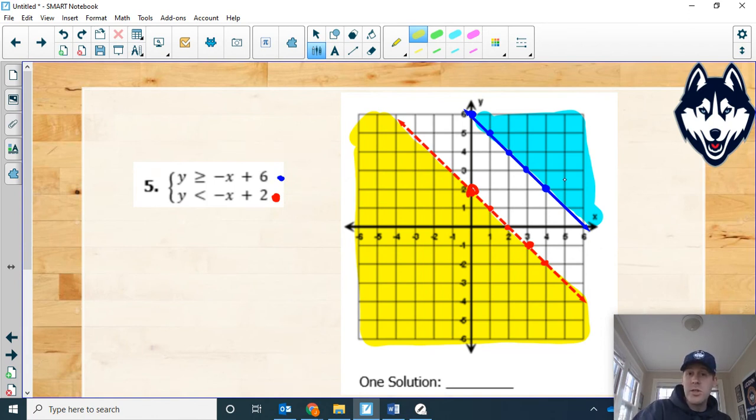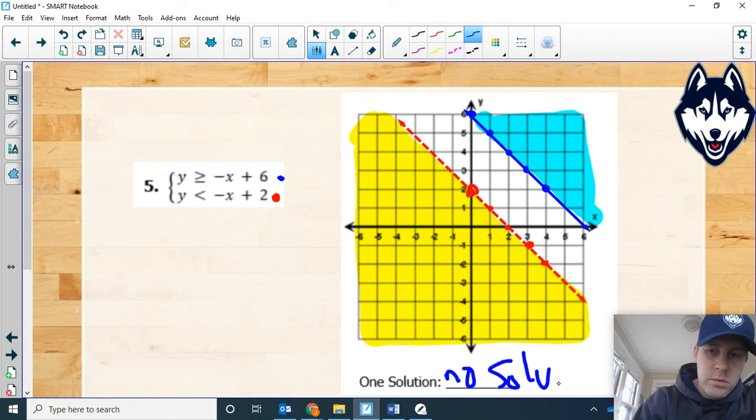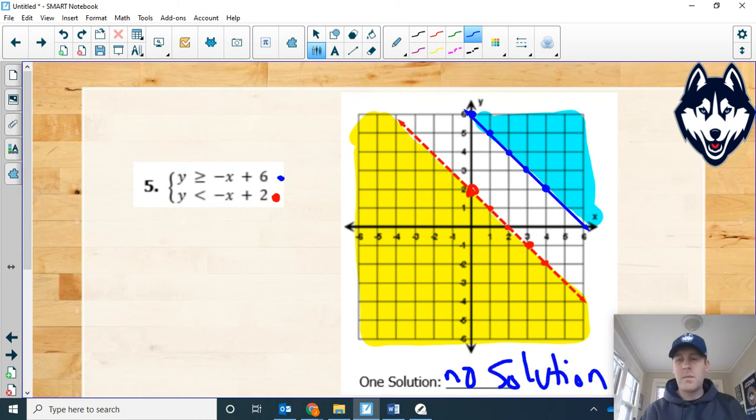Right? Points in the blue region will be solutions to this inequality. Points in the yellow region will be solutions to this inequality, but there aren't any points that are solutions to both. So therefore, what you have to write for this one, like we've done all year long, is no solution. All right, and that's all for question number 5.